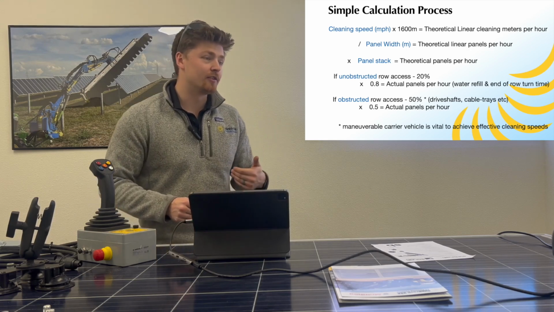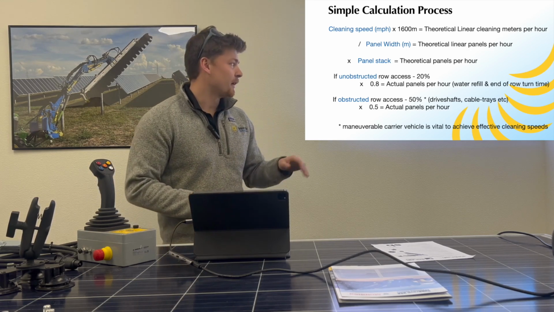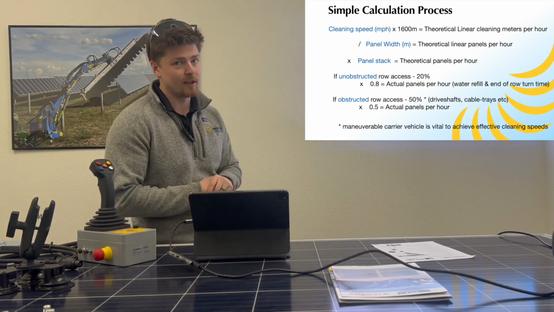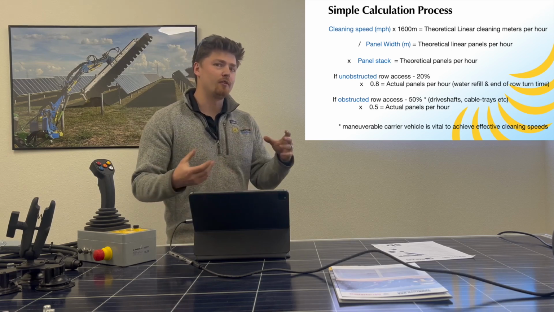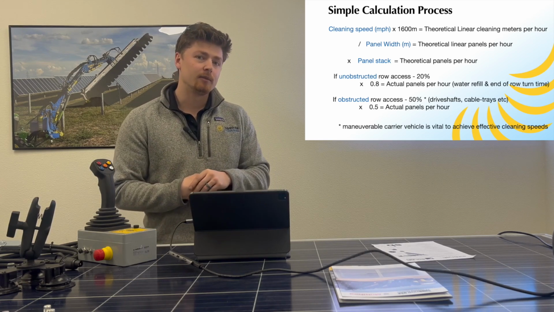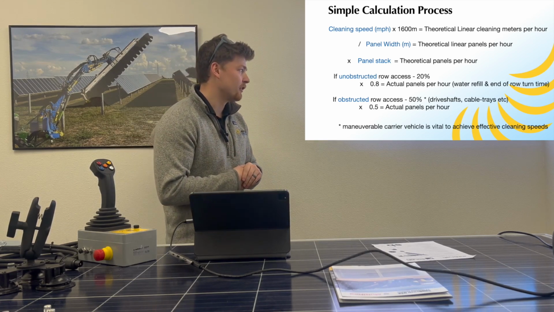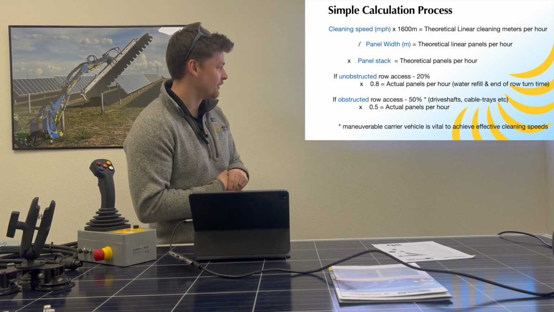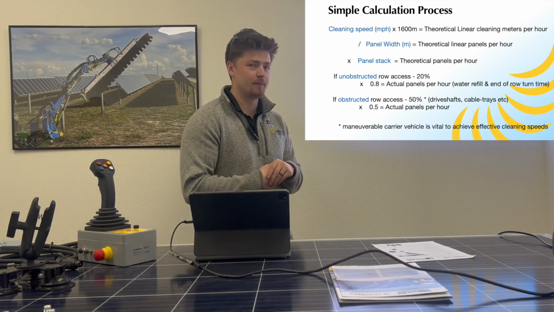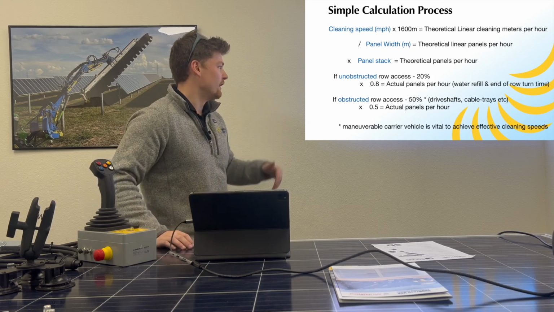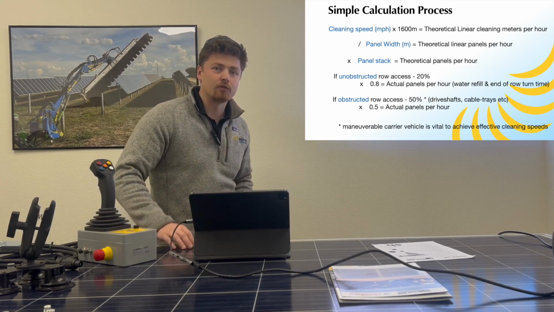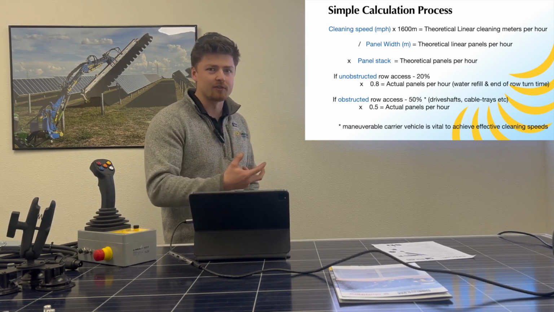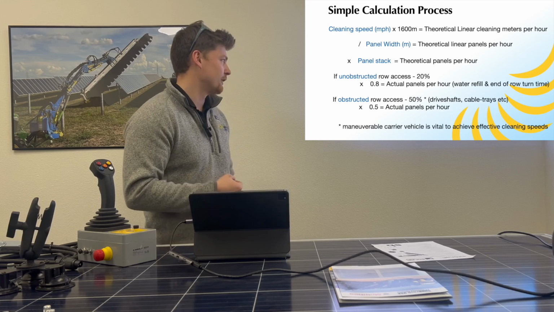We've got some operators that are able to reverse out very, very quickly, and they actually save time on that 50%. Whereas if you're in a carry vehicle that is really difficult to move around the site, that is where you may actually lose more than 50%. And as I say here, a maneuverable carrier vehicle is vital to achieve effective cleaning speeds, especially on the obstructed rows, because you've just got so much time moving around the site, either reversing or getting from row to row.